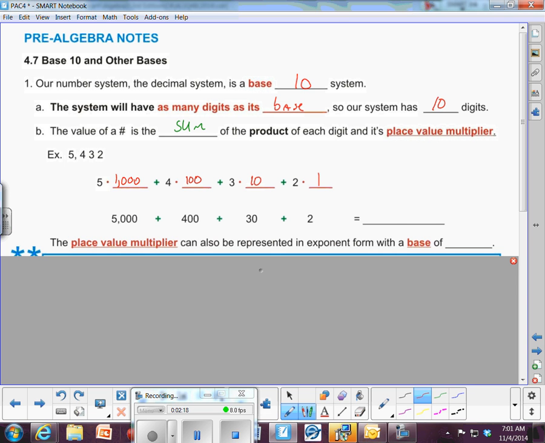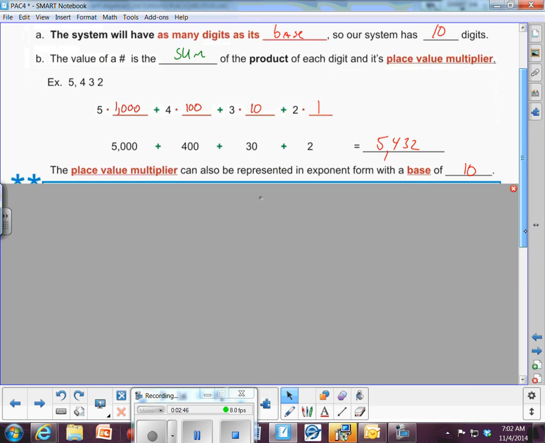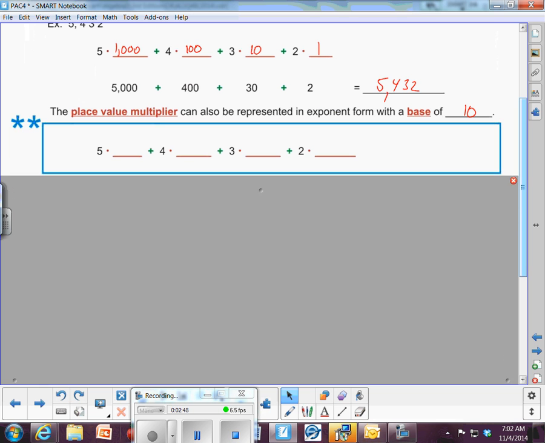All right, let me go ahead and get that going here. 5,432, right? So the place value multiplier can also be represented in exponent form with a base of, okay, what is our system in? What base? Base 10. So because our system is a base 10 system, the place value can be represented with a base of 10.